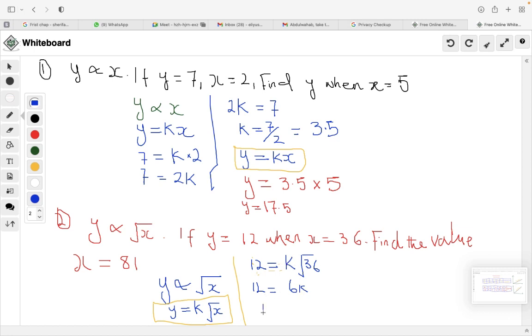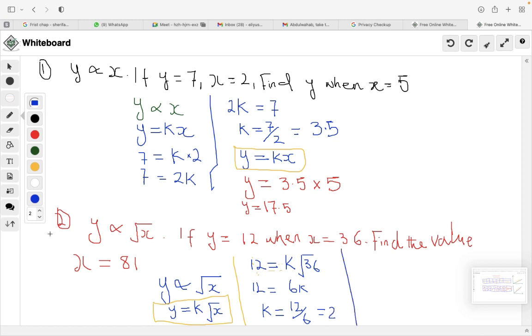So now to find k, k will be equal to 12 divided by 6. Meaning divide both sides by 6. If you divide the right side by 6, k will remain. If you divide the left side by 6, you have 12 divided by 6, which gives you 2. So the k value is equal to 2.